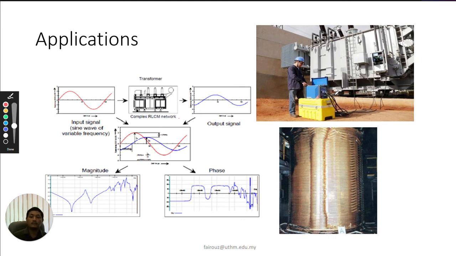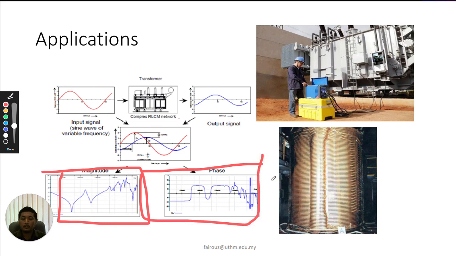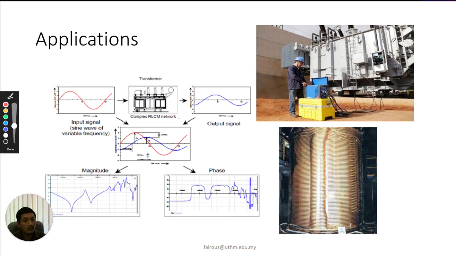You recall in the first slide that if you change the frequency, you can get the frequency response. So here this equipment will supply frequencies from 20 hertz, 100 hertz, and up to 2 megahertz, to obtain these two magnitude and phase plots. These are the frequency response of the transformer. You can imagine that this is like a complex RLC network. If we inject an input voltage and measure the output voltage here, then we will get the frequency response of the transformer.